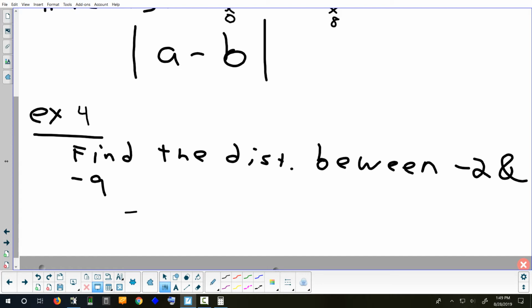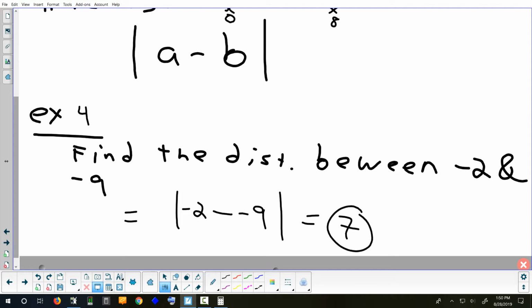So, how would my expression look to find the distance between negative 2 and negative 9? I set up the template. But what would I plug in for A? Negative 2. Sure, plug in negative 2, that's fine. And what would you plug in for B? Negative 9. Okay. Because you're finding the distance between negative 2 and negative 9. What is the distance between negative 2 and negative 9? 7. Right? If you do that out, that's negative 2 plus 9. And then the absolute value of that is, the absolute value of 7 is 7.